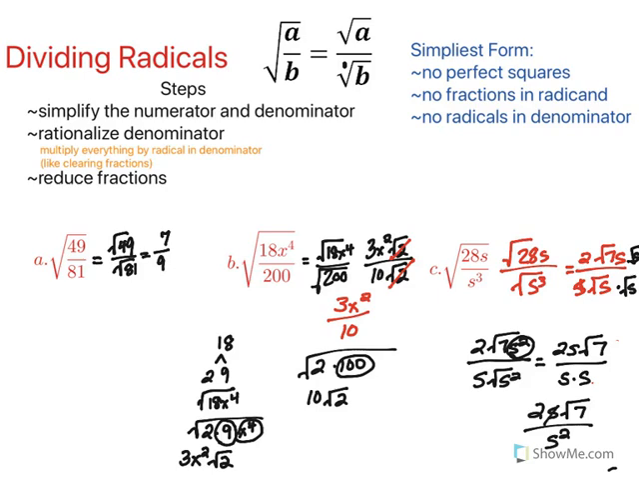And then we're not done yet. Because I have the s in the top and the s squared in the bottom, the s in the top cancels out with one of the s's in the bottom. And so our final simplified form would be 2 square roots of 7 over s.